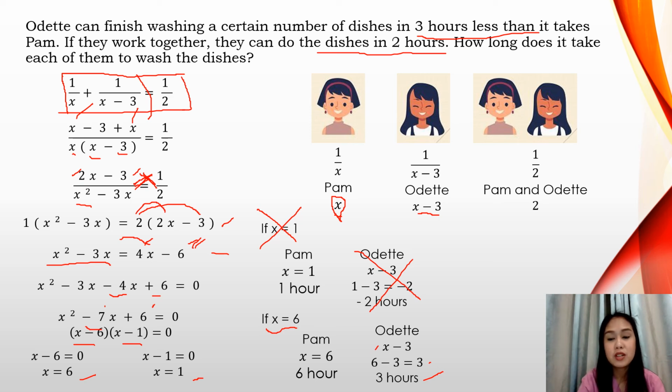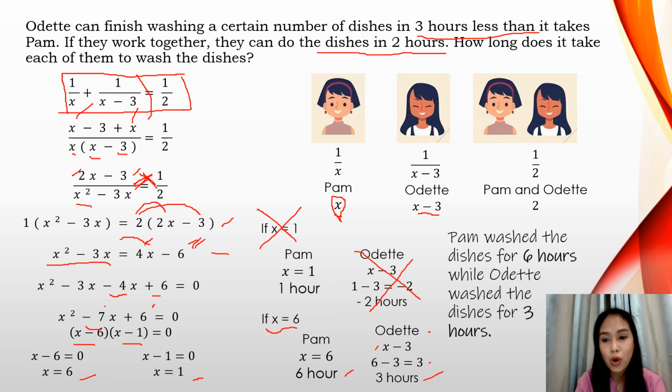Now, if we use x as positive 6, Pam finishes the dishes in 6 hours and Odette finishes it in 3 hours. These are both positive, so we can use this value of x. We can therefore conclude that Pam washed the dishes in 6 hours while Odette washed the dishes for 3 hours.